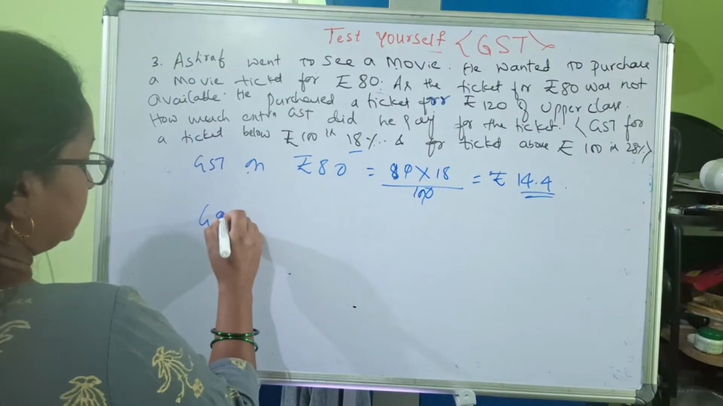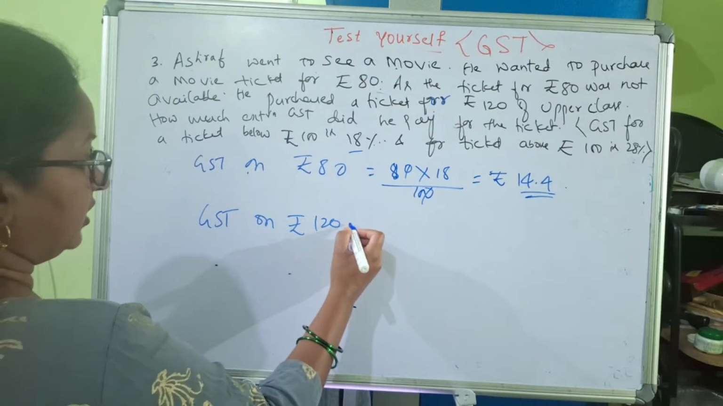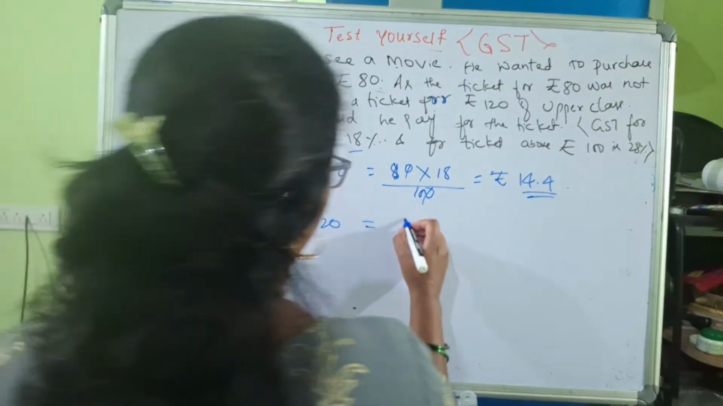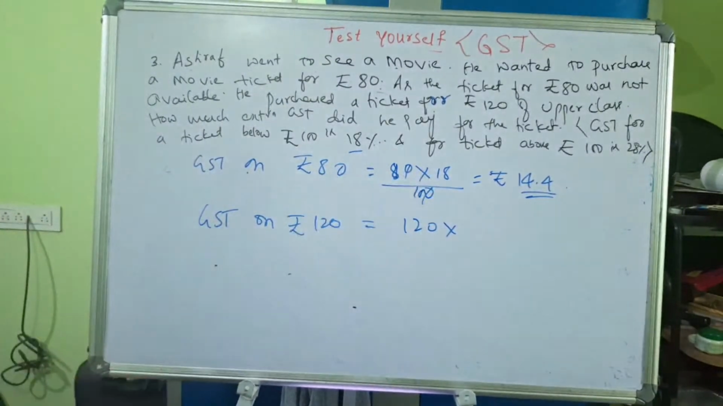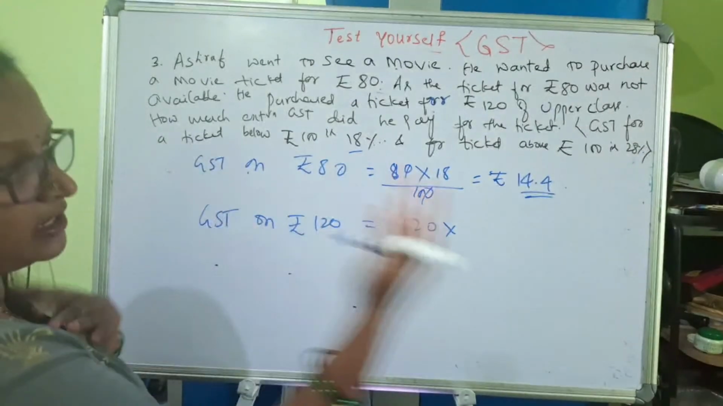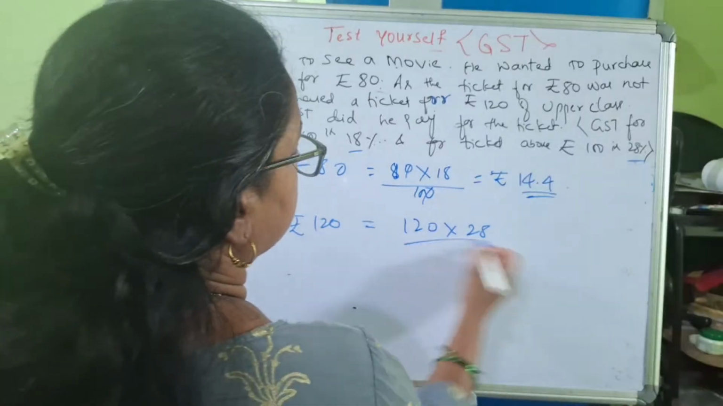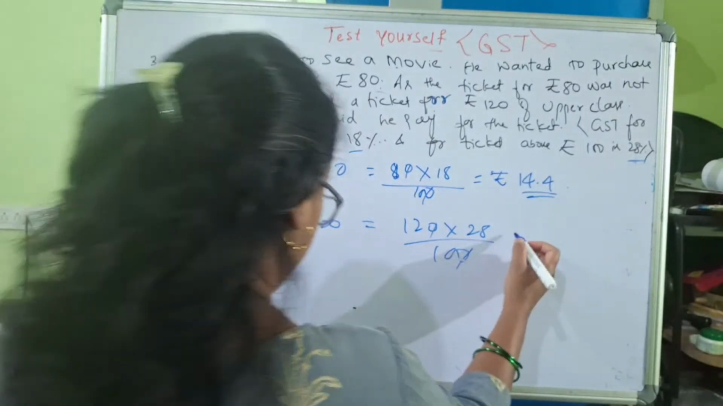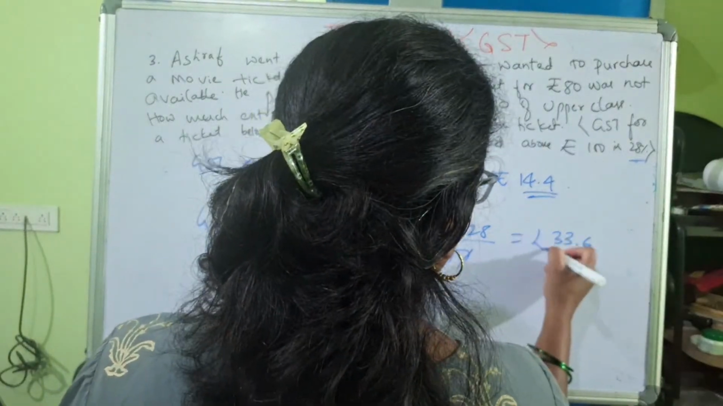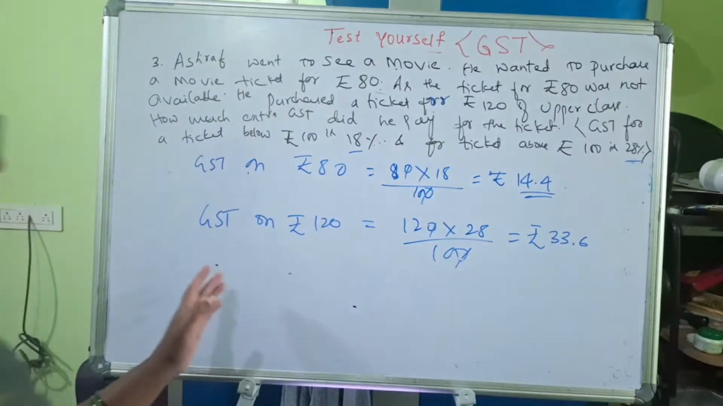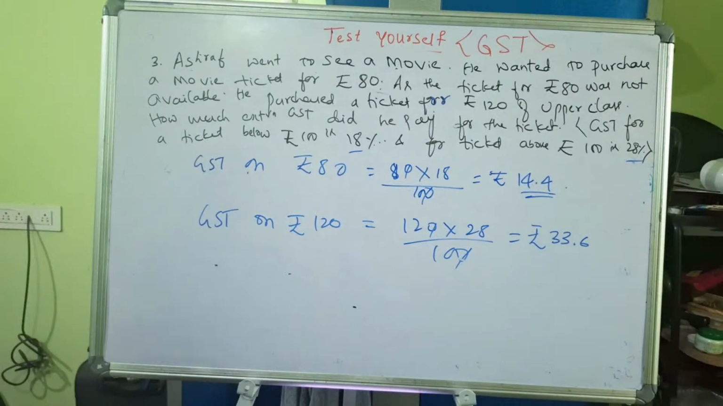So GST for the rupees 120 ticket. 120 is above 100, that means 120 is greater than 100, so the GST applicable is 28%, which is equal to 33.6 rupees. 33.6 is the GST for the 120 rupees ticket.